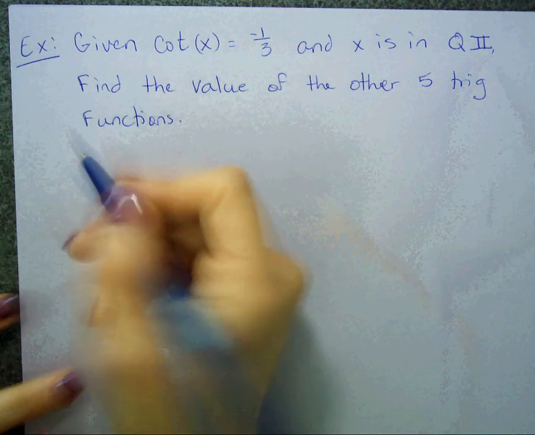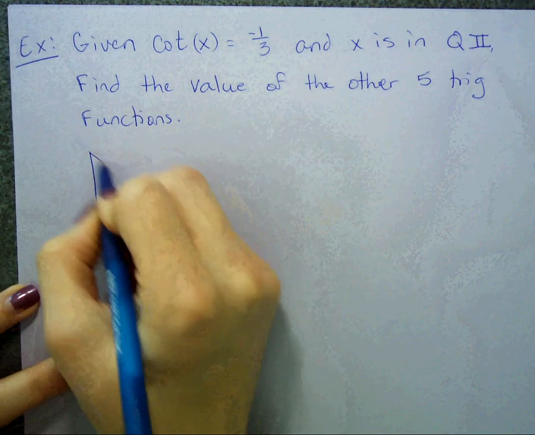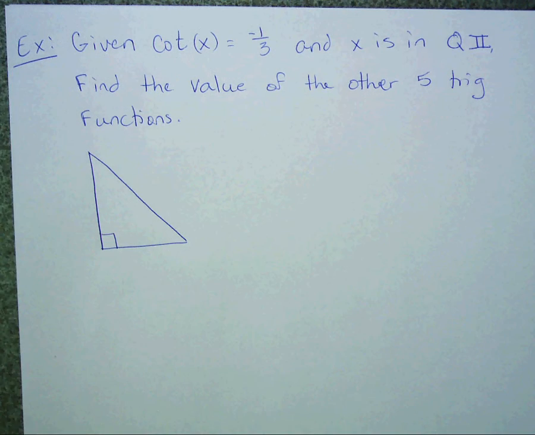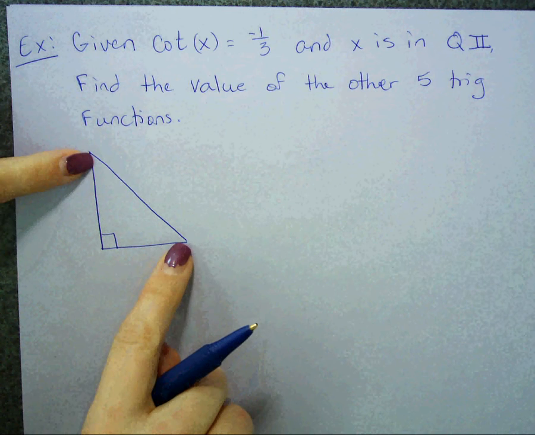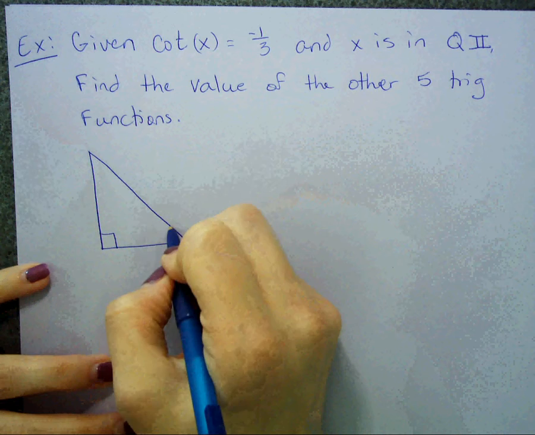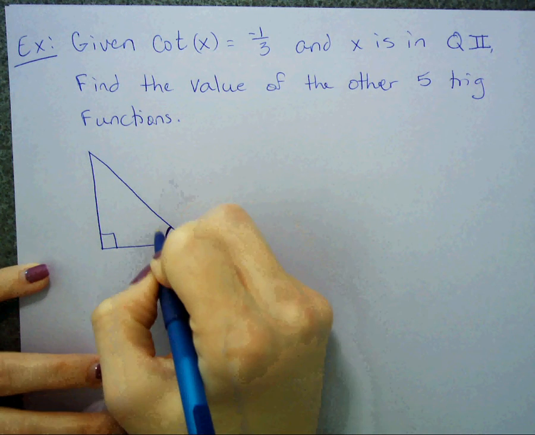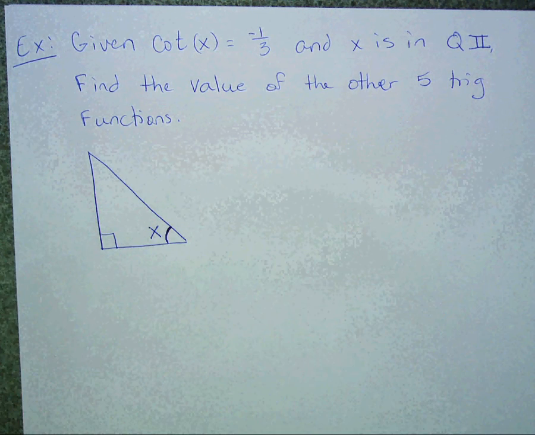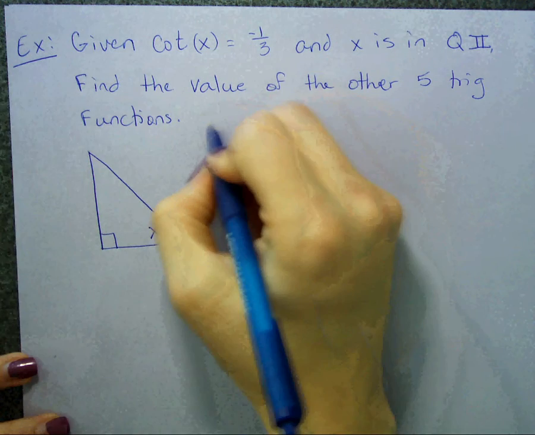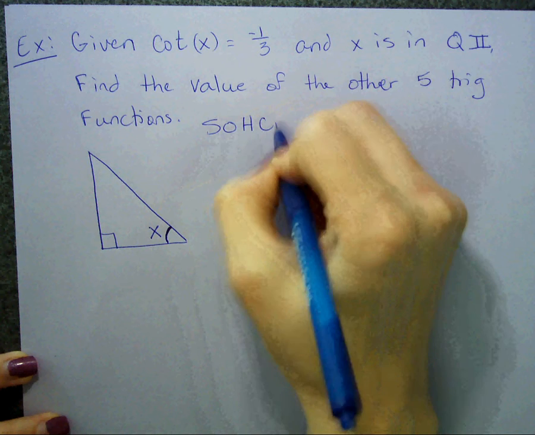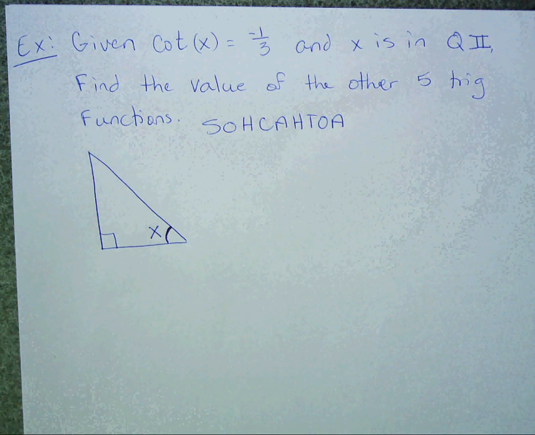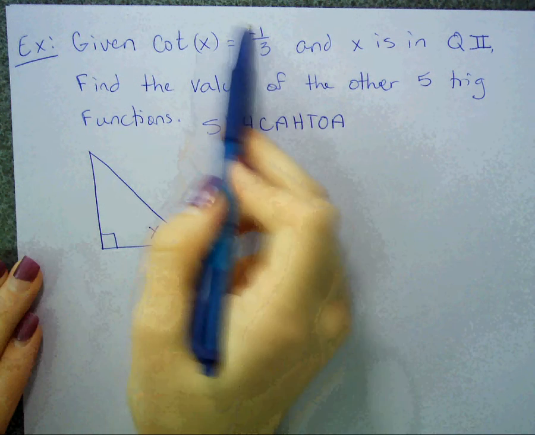So I want to start off just by making a right triangle. There's my right triangle, and I have 2 other angles. It does not matter what angle I choose to work from. I'm always partial to the bottom right for some reason. Doesn't matter. But I'm going to choose that angle to be x. And we're going off of SOHCAHTOA.